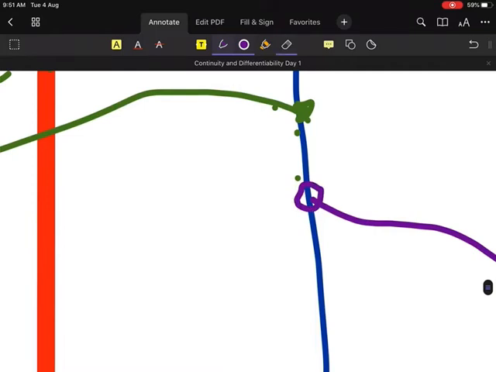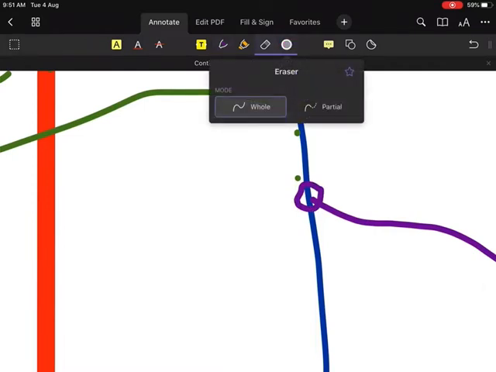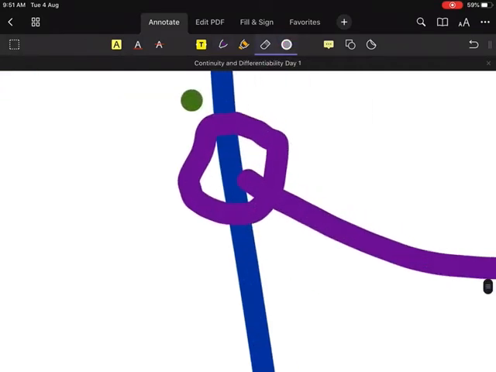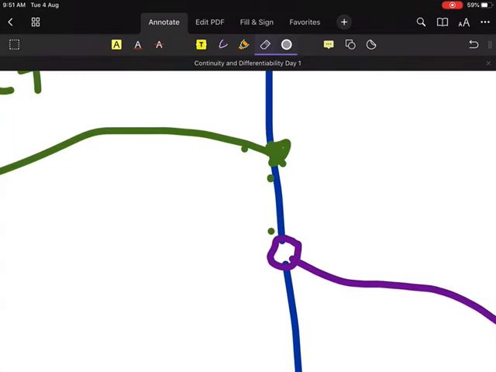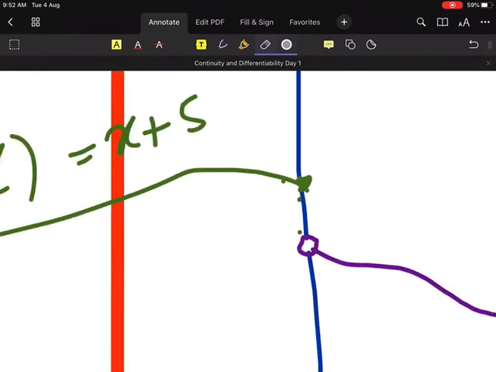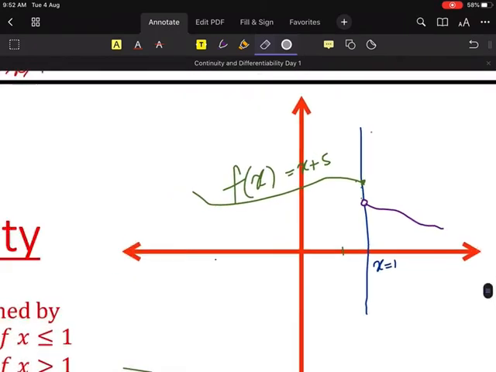So at this point, x equal to 1, there will be a hollow circle. Everyone clear? Why will there be a hollow circle? Because at x equal to 1, the function has a different value, that is 6. Okay? Am I clear? Everyone clear? Yes, sir.